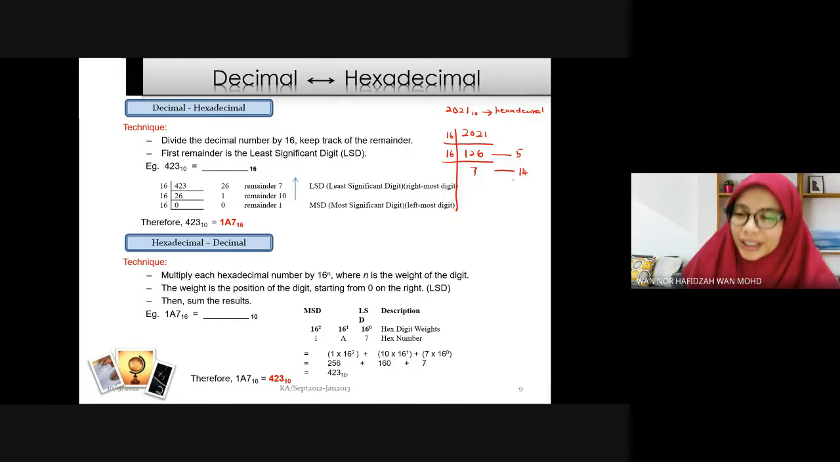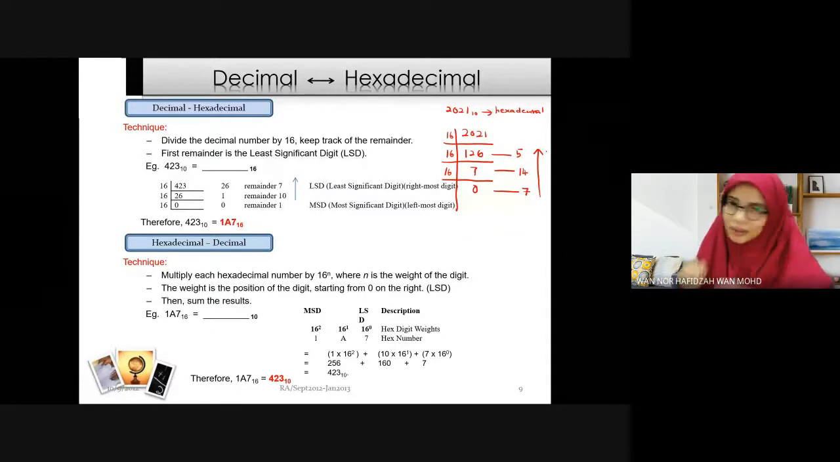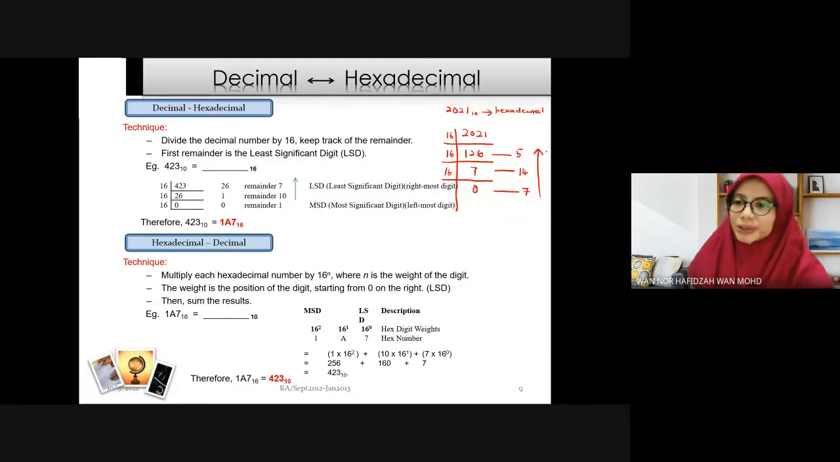Okay. So 7 divided by 16, we know the answer is 0 and the remainder is equal to 7. So now this is what madam wants to show. We know that we need to read from bottom up. Right? We know that's the technique. You also got the answer. Okay, so this is the answer, ready to submit.